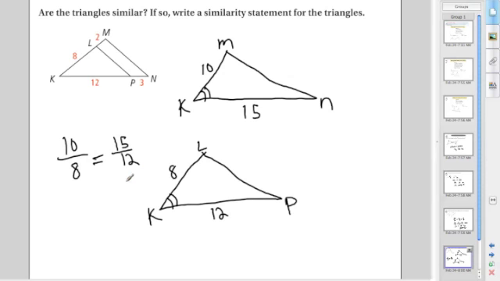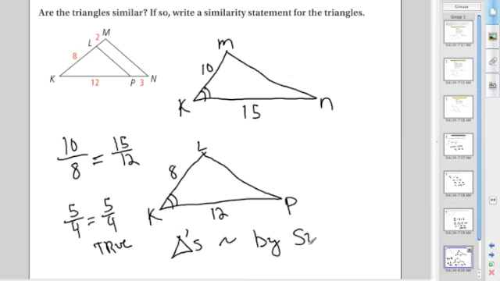Well, we have 2 goes into 10, 5, 4, and then here we have 3, 5, 4. True. So we do have triangles that are similar by the side angle side similarity theorem.